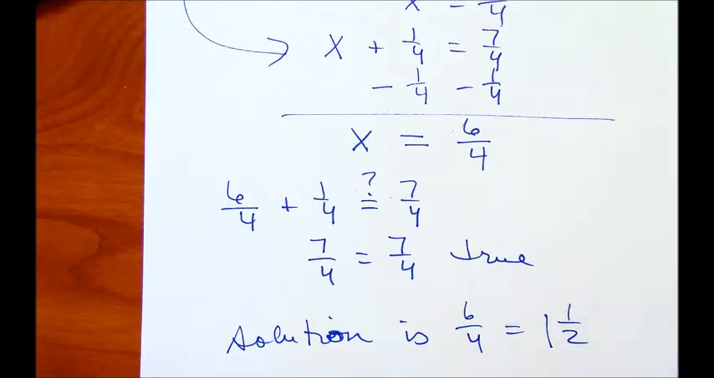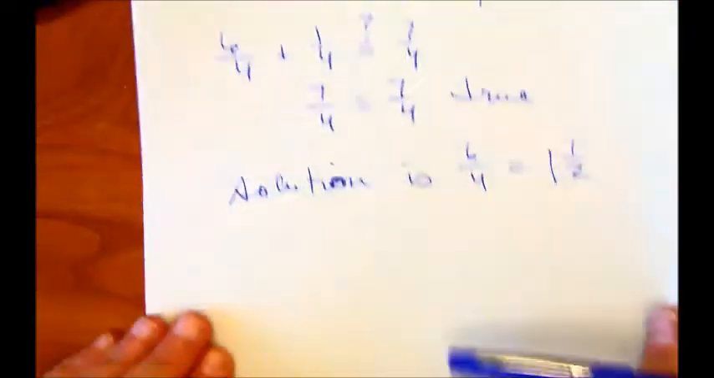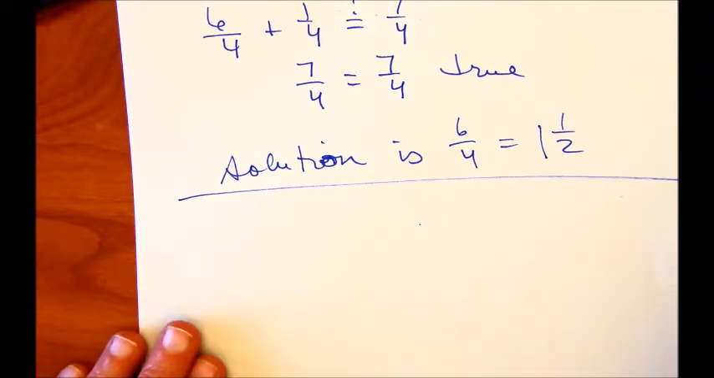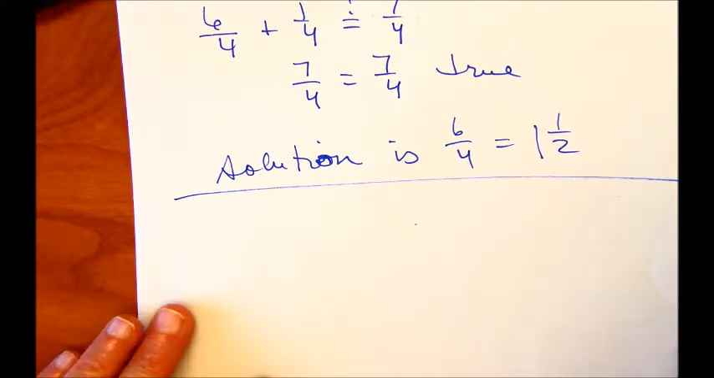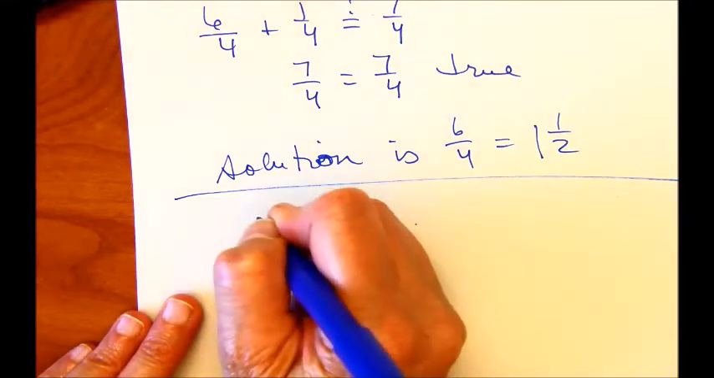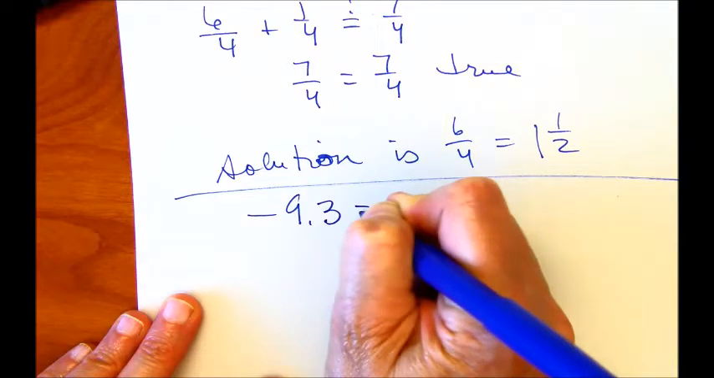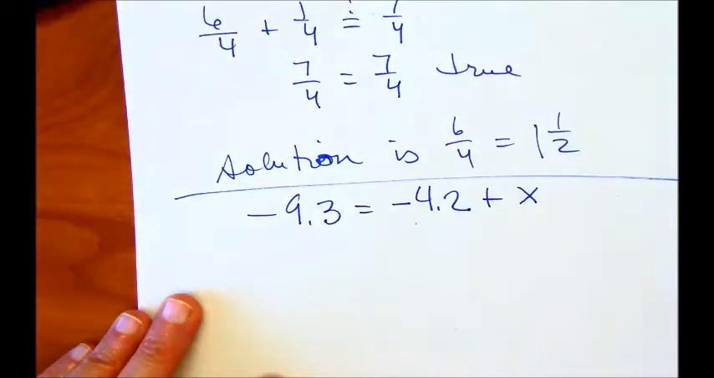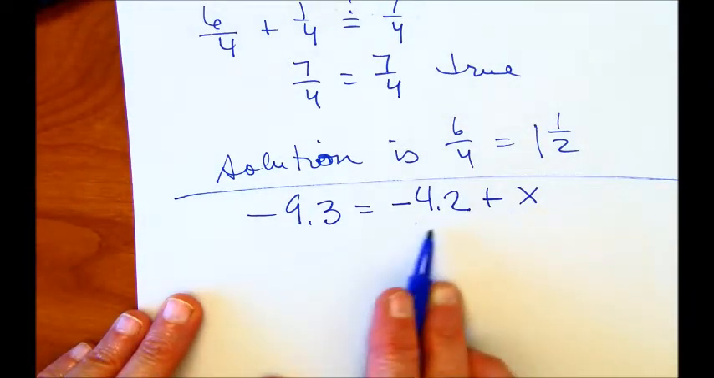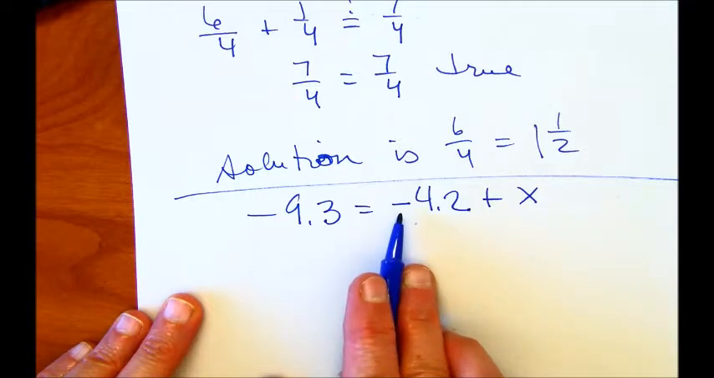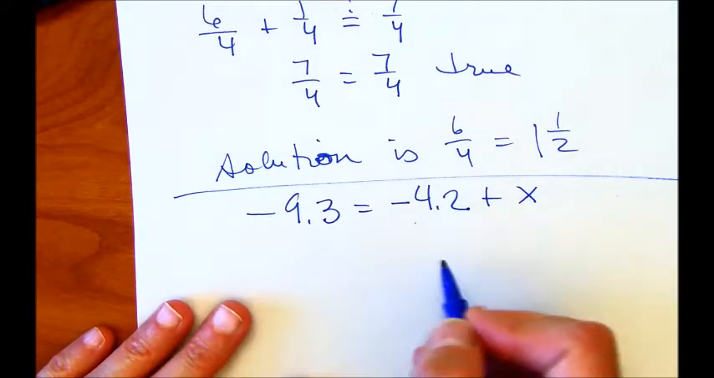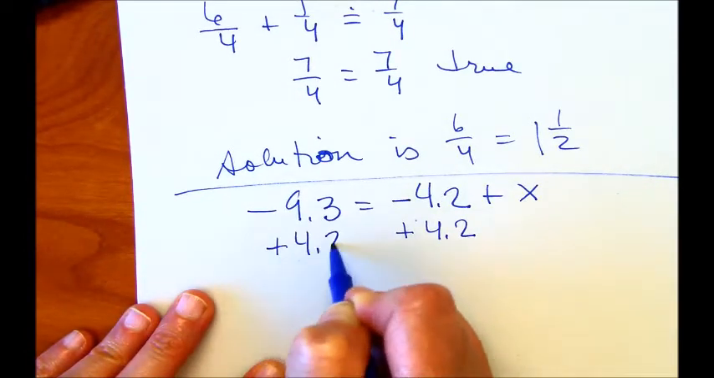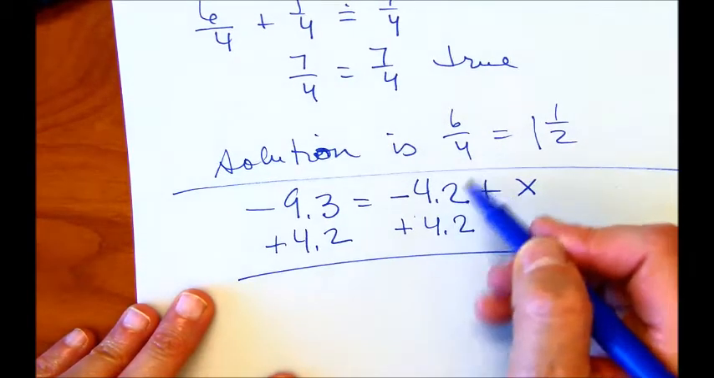Okay. Let's do one more where we're working with decimals, and we'll basically be practicing adding the opposite so that we can isolate that variable. Let's say we have negative 9.3 equals negative 4.2 plus x. Again, I want this by itself. I'm going to do the opposite. This is a negative, so I'm going to add. I'm going to write it underneath plus 4.2. I'm going to add 4.2, and that's going to basically cancel.